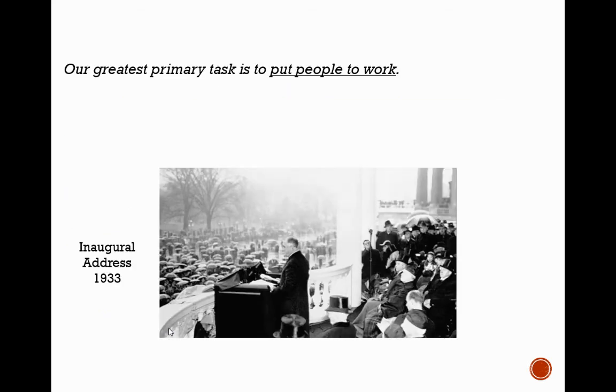Okay, so here is FDR's inaugural address. This is the speech he gave when he became president. He said, "Our greatest primary task is to put people to work." So for the first time, he felt as if it's the government's job to intervene in the economy and actually make sure that people have jobs.